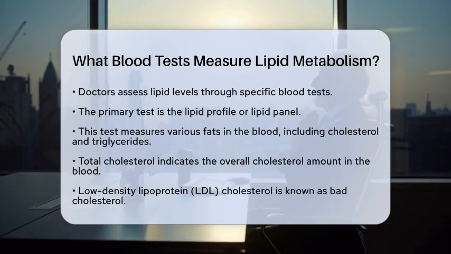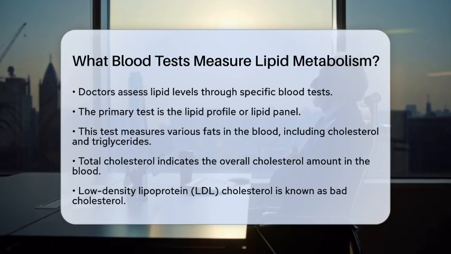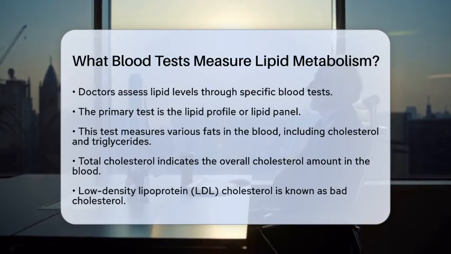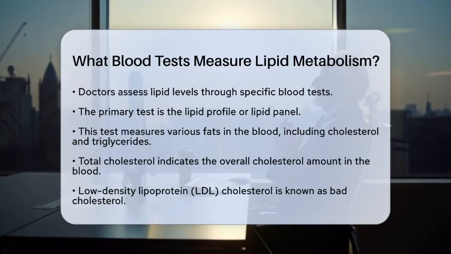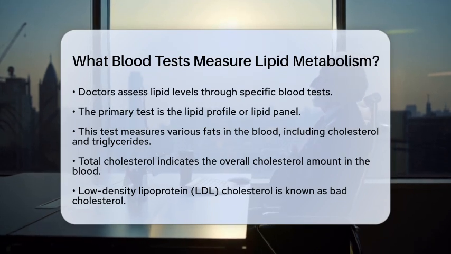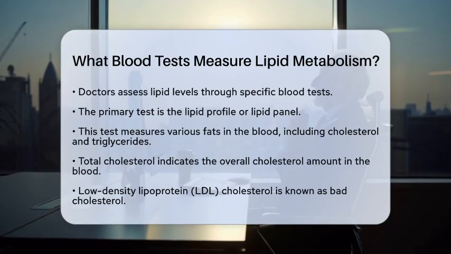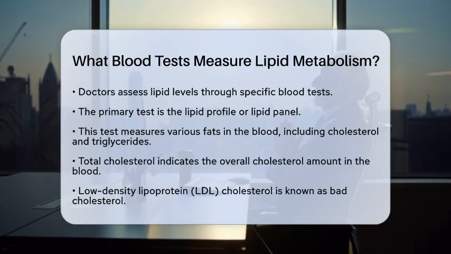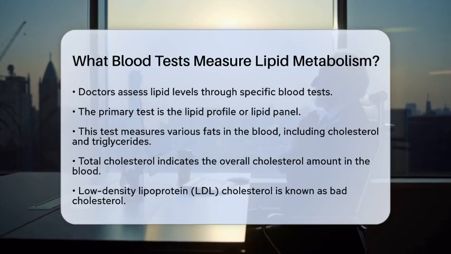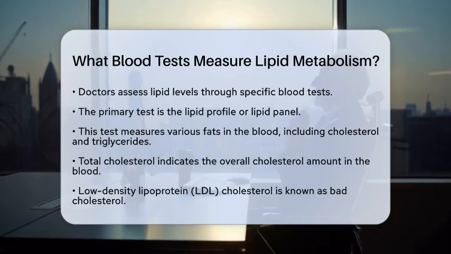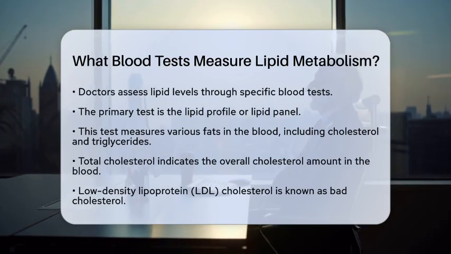This test looks at various types of fats in your blood, specifically cholesterol and triglycerides. These measurements are essential for understanding your risk of heart disease and guiding treatment plans. First, we have total cholesterol. This number represents the overall amount of cholesterol in your blood. It combines all types of cholesterol and gives a general idea of your lipid status.